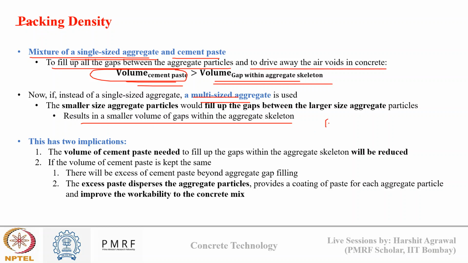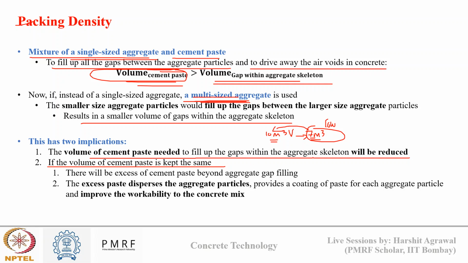So lower cement will be required to efficiently pack the concrete. What is the benefit of using multi-sized aggregate? The volume of cement needed to fill the gaps between the aggregate will be reduced. Suppose I required 10-meter cube of cement initially in a single-sized aggregate system, while in a multi-sized aggregate system I required 7-meter cube of cement paste. I know it will work with 7-meter cube also, but I am keeping 10-meter cube only.